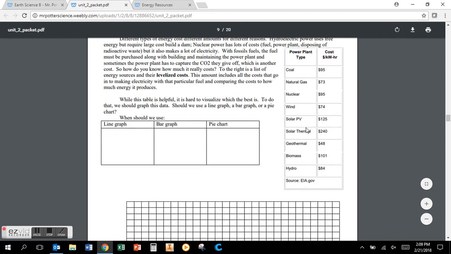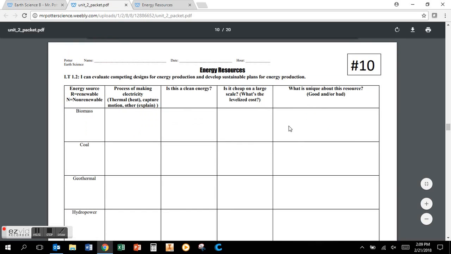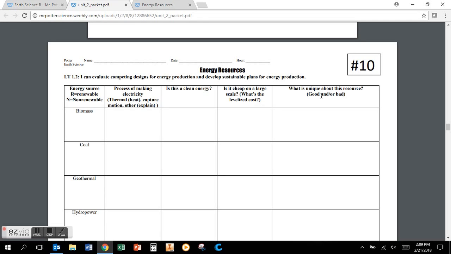What we're going to do next is go through each one of the energy resources and explain in detail how we make electricity. Is this energy a clean source of energy? Is it cheap? Really we're just looking at the levelized cost. Each of them is also unique in its own way, so what can we understand about each that is unique?